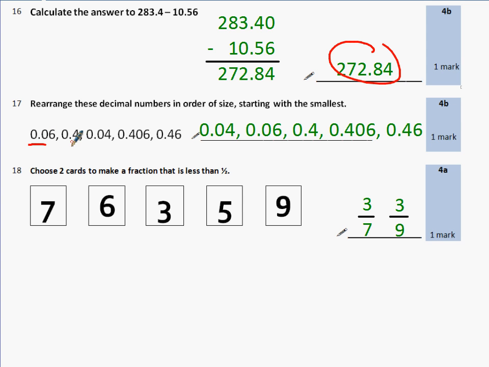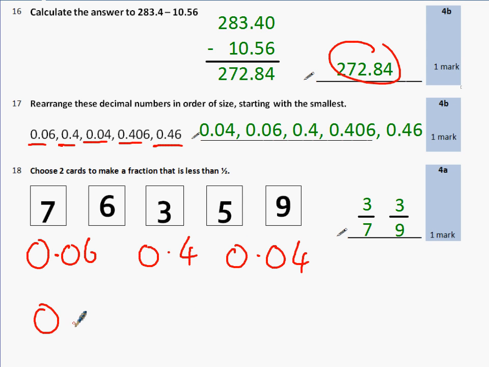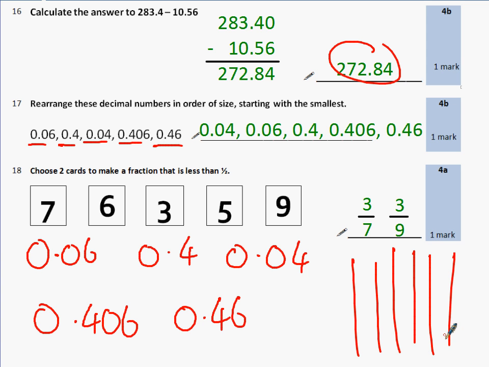Now we're going to put these decimals in order. 0.06, 0.4, 0.04, 0.406, 0.46. Sometimes what I suggest doing is writing out your own little place value table. So this would be units, decimal point, tenths, hundredths, thousandths, and then filling in each of the numbers 0.06, 0.04, and so on until you've completed the table.